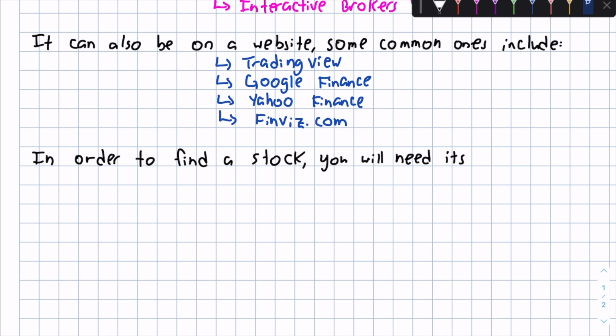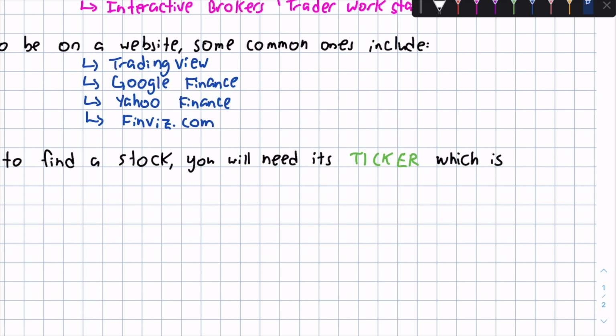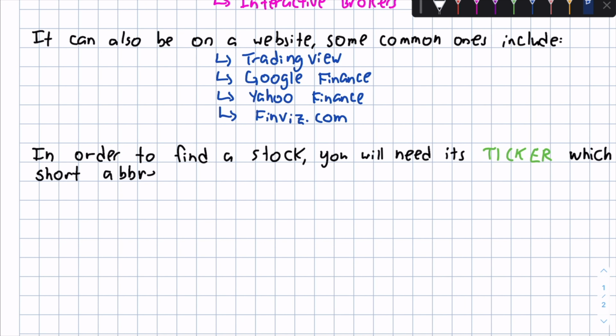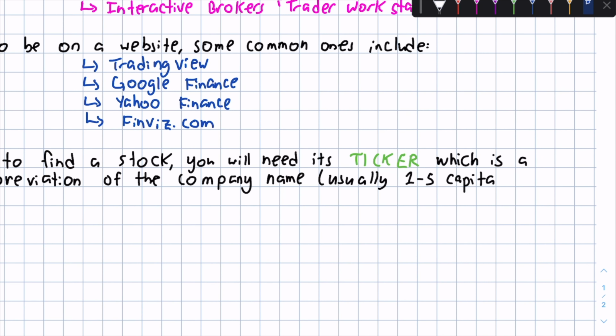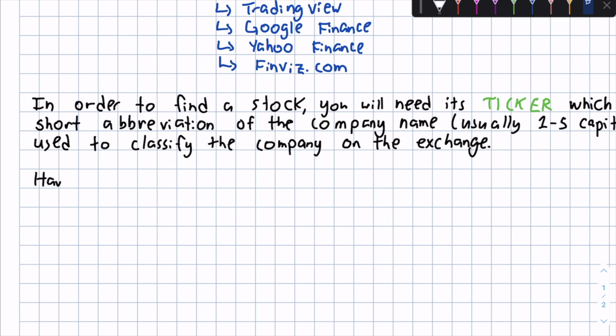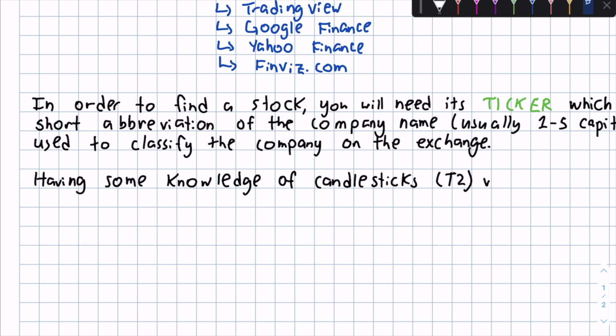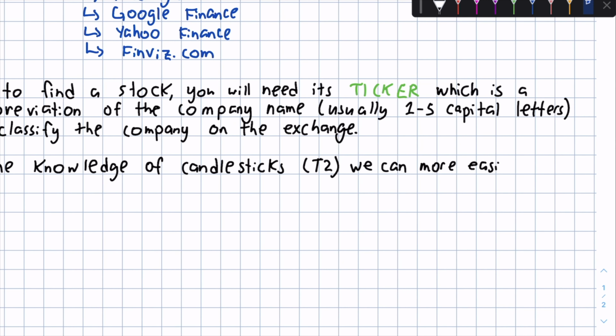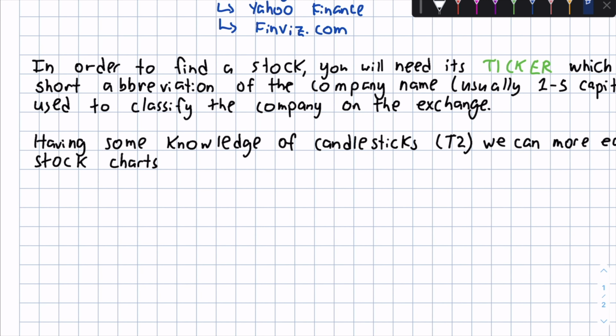So in order to find a stock, you're going to need to have its ticker, and this is a short abbreviation of the company name, and it's usually 1 to 5 capital letters, and this is used on the exchange to classify the company, and that's how it's listed. So having some knowledge of candlesticks, which we covered in trading video 2, we can more easily analyze stock charts, and we'll see this at the end of the video when I go through an example.